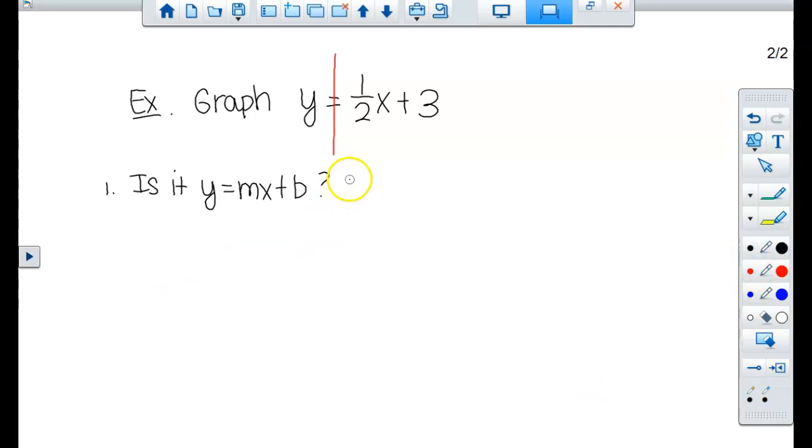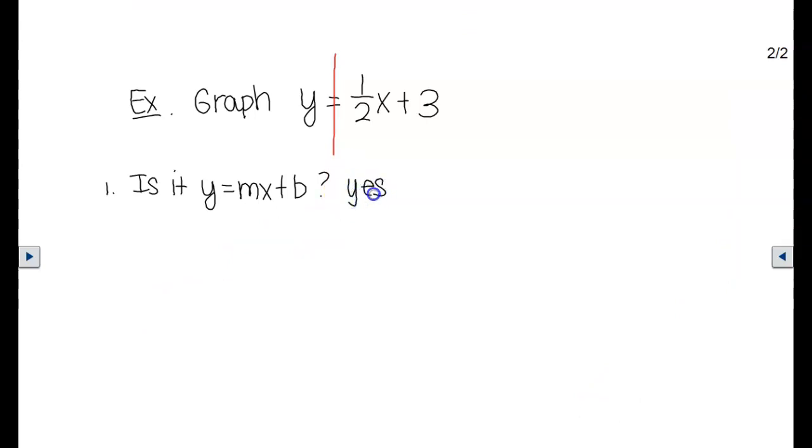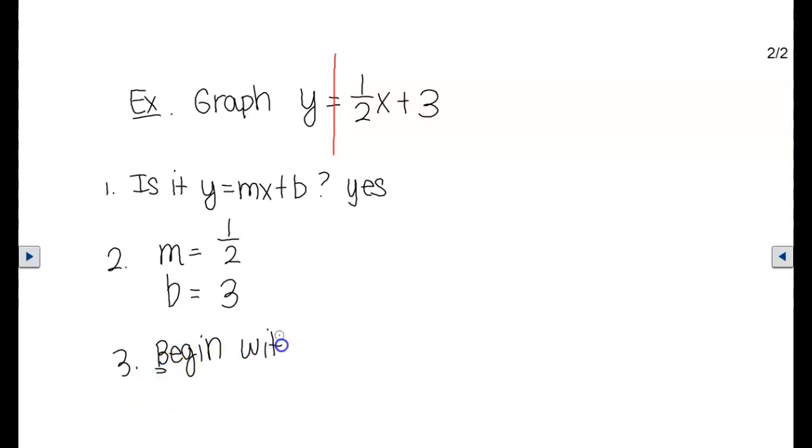So if it is, then the next thing I'm going to do is identify the m and the b in this equation. So the m is the number in front of x, so that would be 1/2. And the b is this number out here at the end, so that would be a positive 3. Now, when I go to graph, remember that I begin with b. So I'm going to graph b first.